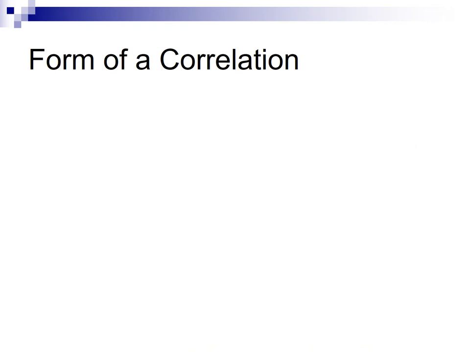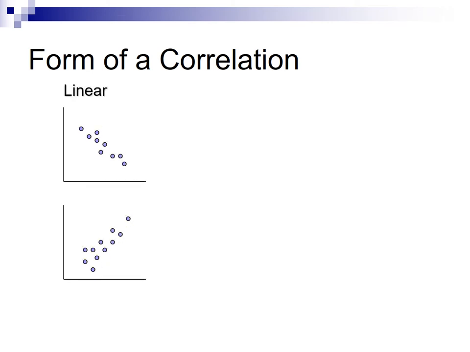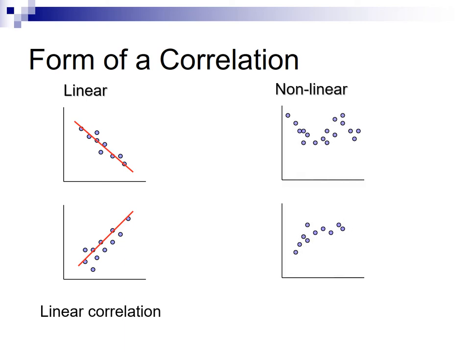The second property is the form of a correlation. A lot of times, we can use straight lines to summarize the shape of a scatter plot, and these are called linear correlation. Sometimes there are trends among the scatter plots, but we can only use non-linear lines or curves to describe the shape of the scatter plot. Therefore, this is called non-linear correlation between X and Y. For our class, we only focus on linear correlations.